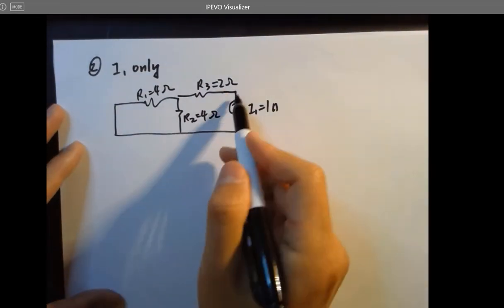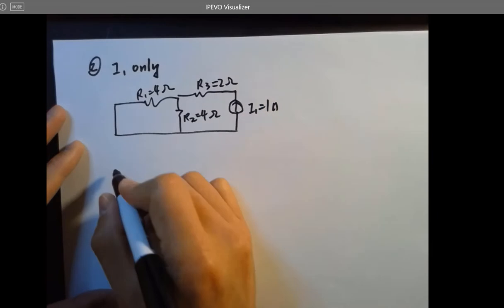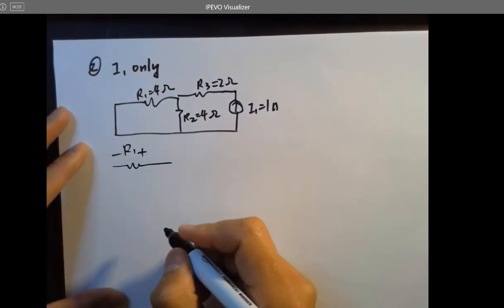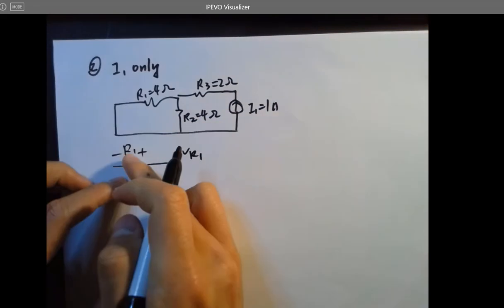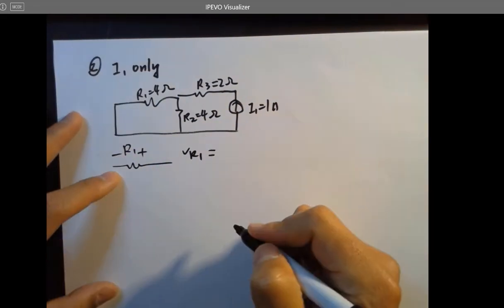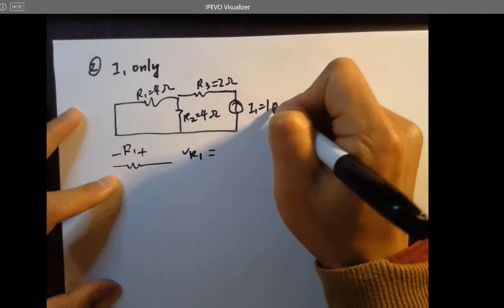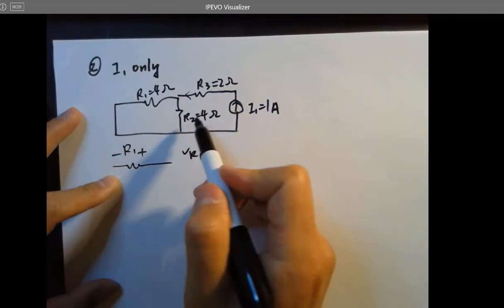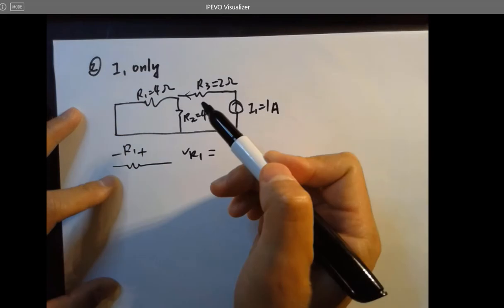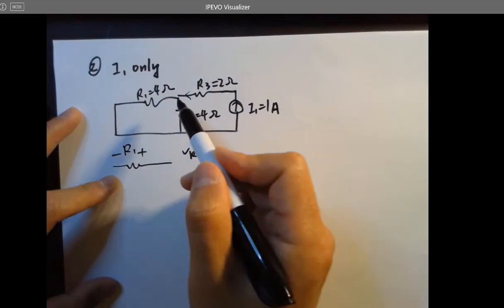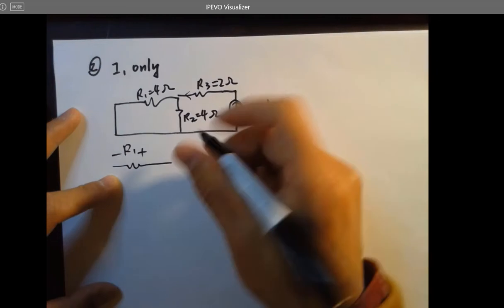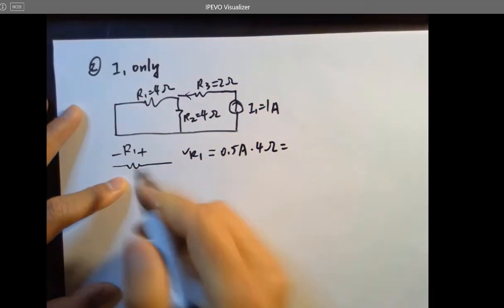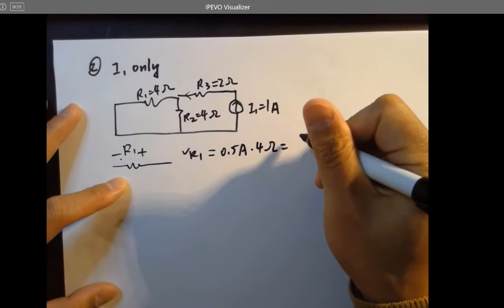And now, because the current is flowing in that direction, for R1 it becomes plus minus like this. All right, so VR1 in that direction will be something else. And you can tell that this is 1 amp going here and being split by 2 branches, and they have the same resistance. So actually, this is a very simple example. We know that it's going to be 0.5 amp for each branch. So VR1 will be 0.5 amp times 4 ohms in that direction, plus minus, which is 2 volts.